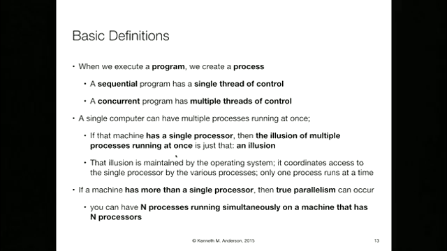But if that machine has just a single processor, and for the sake of argument, a single core, as they used to be when I was growing up, then the illusion of having multiple processes running at once is just that, an illusion, right? The computer is just so much faster than us that it can run a little bit of this, and a little bit of that, and a little bit of this, and we humans perceive it as both happening at the same time.